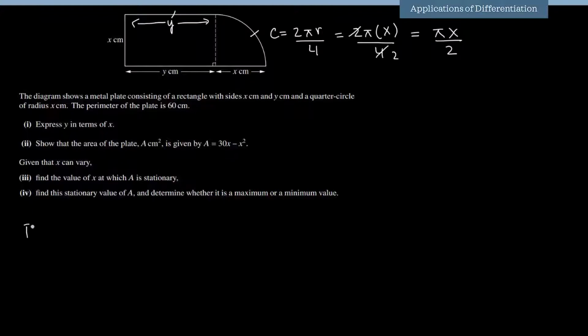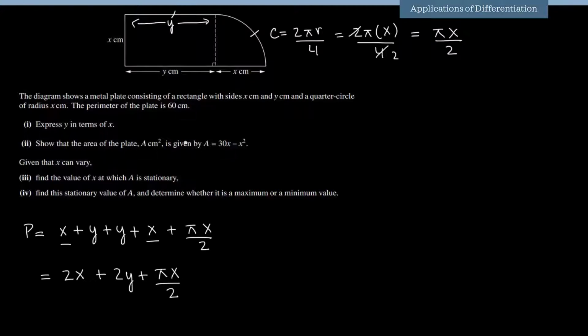The perimeter would be equal to x plus y plus x plus pi x upon 2. X plus x is 2x and y plus y is 2y plus pi x upon 2. The perimeter is given to be 60 centimeter, so I'll replace p with 60. In the first part, I need to express y in terms of x.